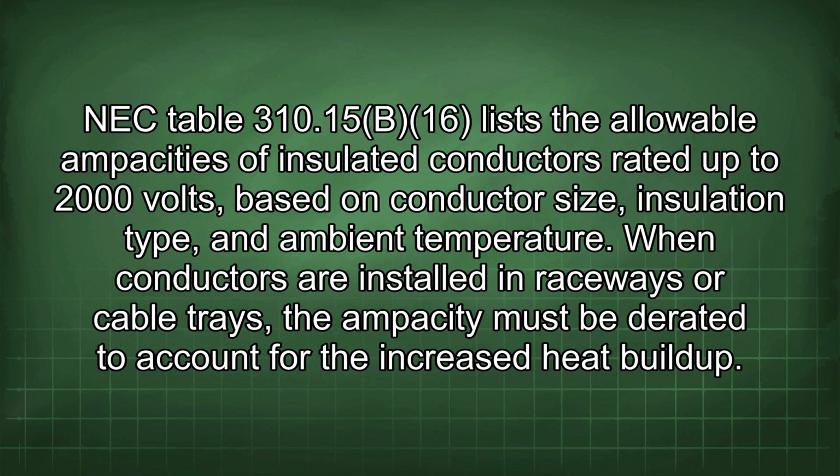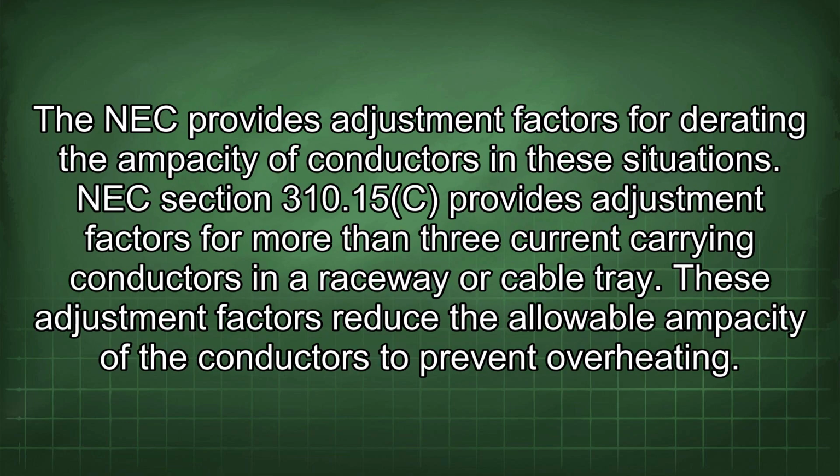NEC Table 310.15(B)(16) lists the allowable ampacities of insulated conductors rated up to 2000 volts based on conductor size, insulation type, and ambient temperature. When conductors are installed in raceways or cable trays, the ampacity must be derated to account for the increased heat buildup. The NEC provides adjustment factors for derating the ampacity of conductors in these situations.